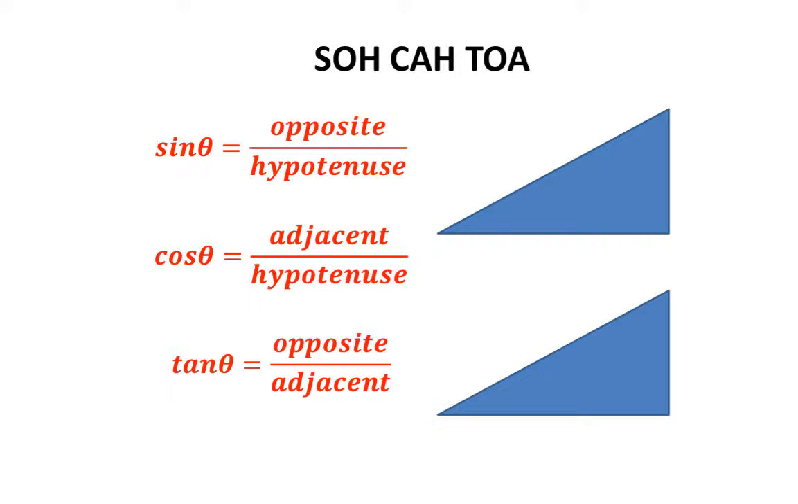SO stands for sine theta, which is equal to opposite over hypotenuse. That's where the S, O, and H come from. CAH stands for cos theta, which is equal to adjacent over hypotenuse, and that is where the C, A, and H come from. And TOA stands for tan theta, which is equal to opposite over adjacent. That is where the T, O, and A come from. It is important to remember that SOHCAHTOA can only be used for right triangles.